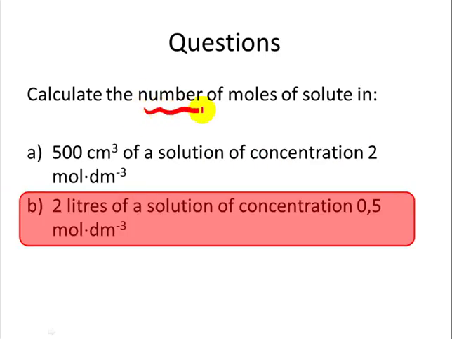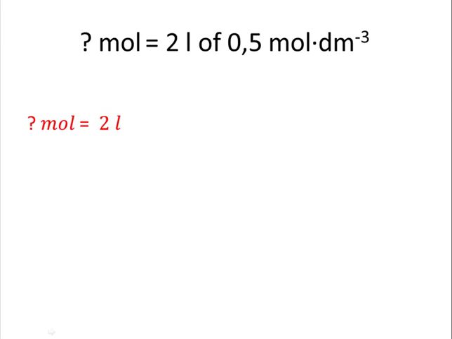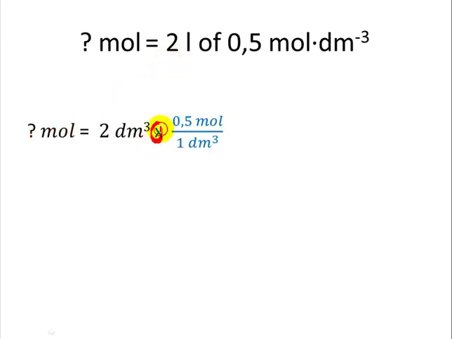What's the number of moles of solute in 2 liters of a solution of concentration 0.5 mole per decimeter cubed? We write this in equation form. How many moles in 2 decimeter cubed, in other words 2 liters, same thing, of a 0.5 mole per decimeter cubed solution? Very easy, the decimeters cubed cancel, our unit ends up mole, 2 times 0.5 is 1 mole.